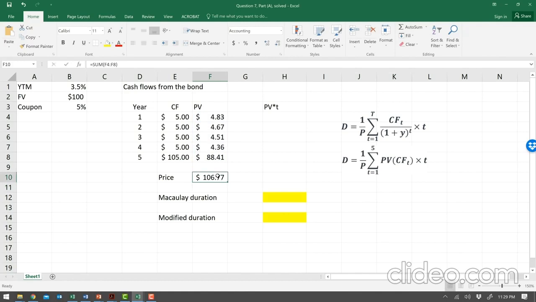Again, I always recommend making sure that the price of the bond makes sense. In this case, we expect this bond to be priced at a premium because the coupon rate on this bond is higher than its yield to maturity. And so the price of the bond, 106, is above the face value of $100, so this makes sense.